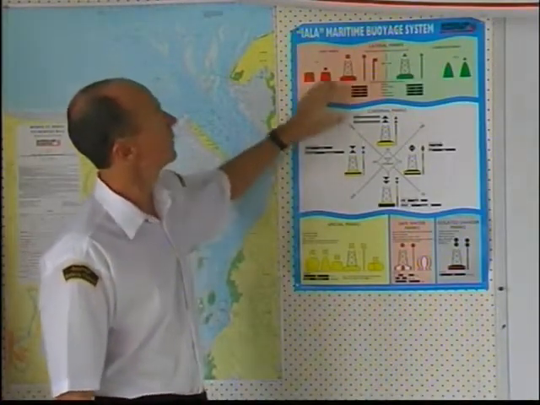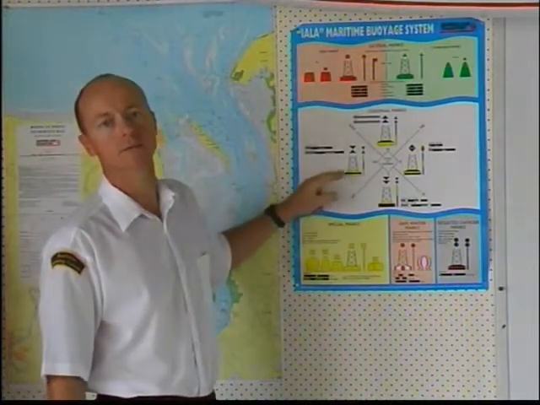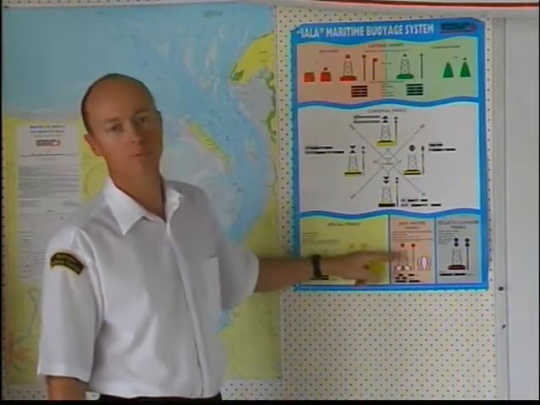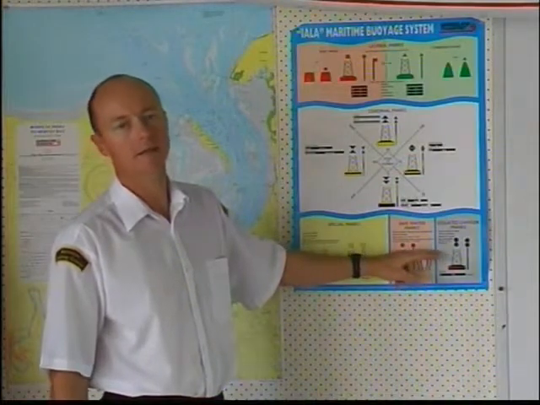Just to recap, we've got port and starboard markers, which tell us where the channels are. We've got our cardinal marks, which tell us which side to pass. We've got special marks, which tell us where anything special is happening. Safe water marks, which indicate that the water is safe. And isolated danger marks, indicating that it's dangerous.